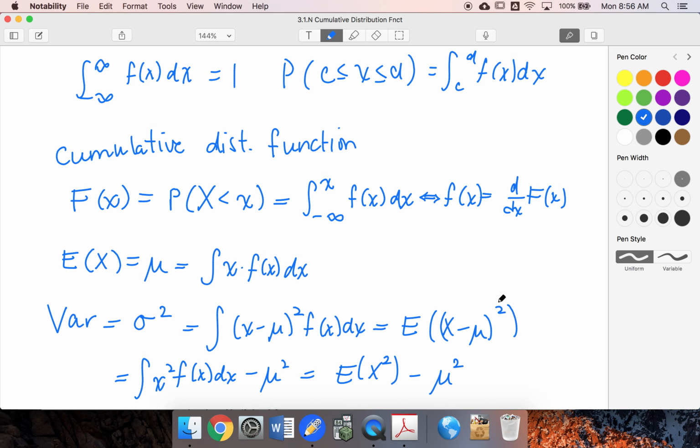So these are some formulas we need to know. A lot of this is in the formula booklet, but we need to know this vocabulary for a cumulative distribution function. This is my CDF notation typically. And again, less than or equal to doesn't matter for continuous distributions. It matters for discrete, but not continuous.